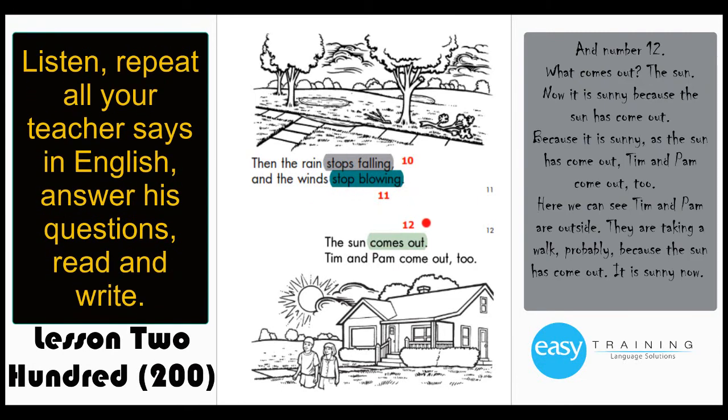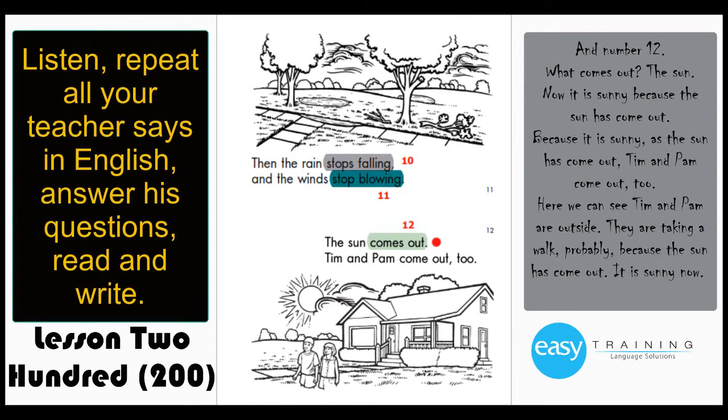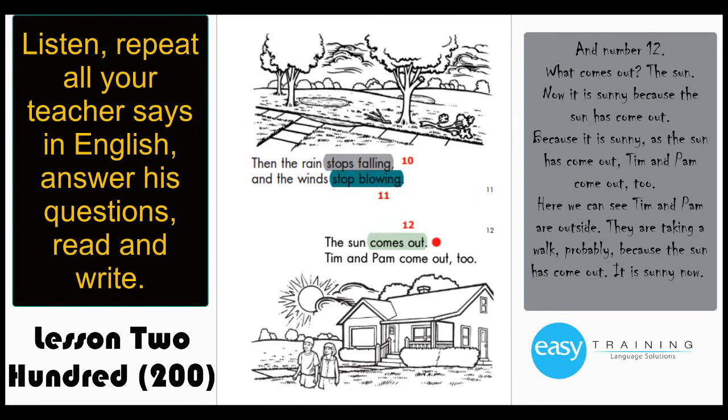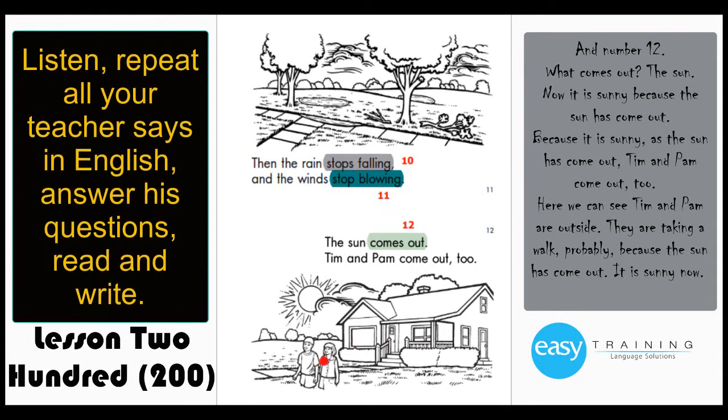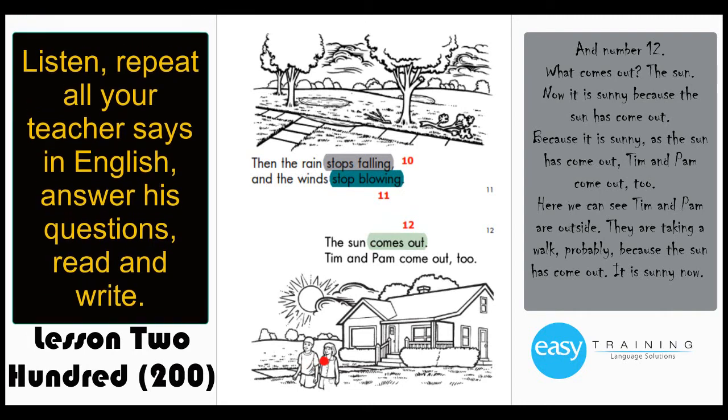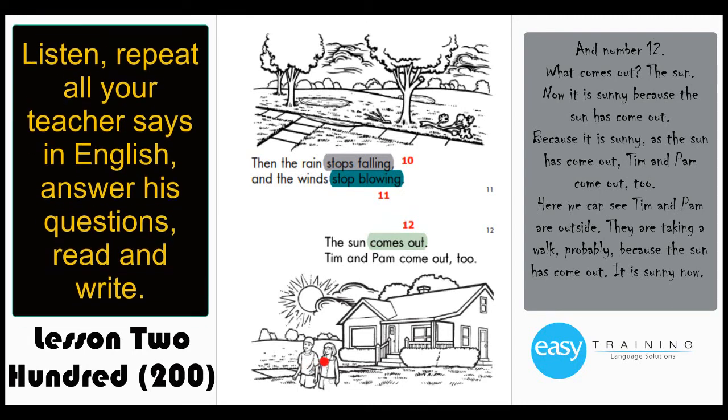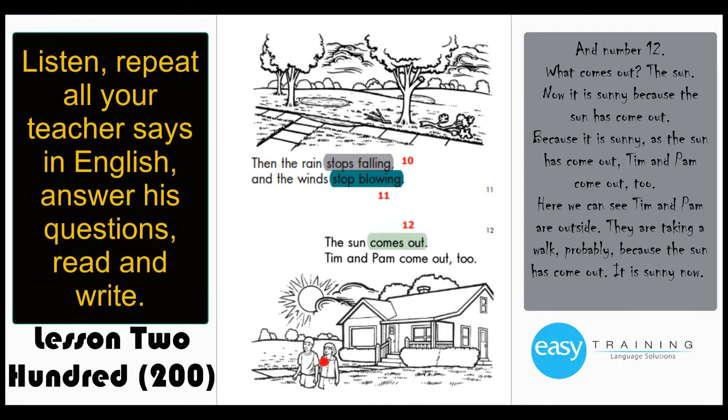In number 12, what comes out? The sun. The sun comes out. Now it is sunny because the sun has come out. Because it is sunny, as the sun has come out, Tim and Pam come out too. Here we can see Tim and Pam are outside. They are taking a walk probably because the sun has come out.